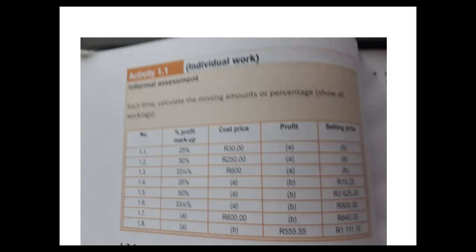Right, if we look at 1.7, okay, strange one, because this time they give you the cost price and they give you the selling price. Okay, so first I will go and work out the profit amount. How do you calculate the profit amount? You're going to take the selling price of 840 minus the cost price of 600. Then you get the profit amount of 240.